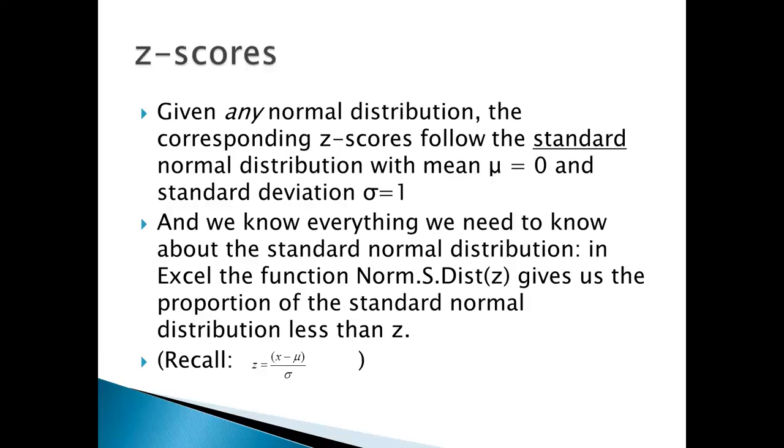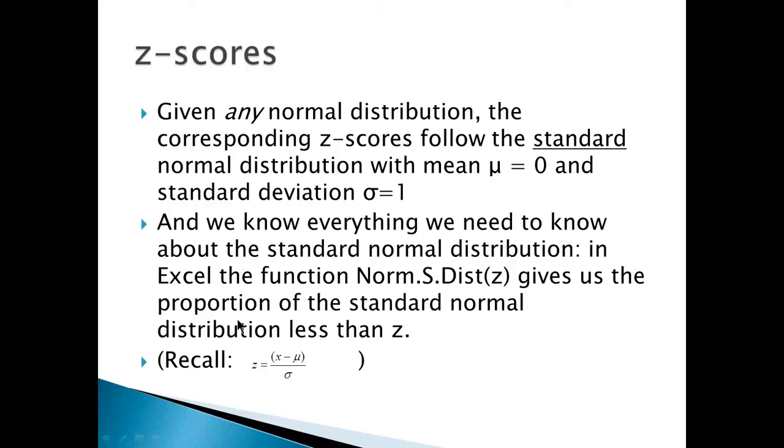So given any normal distribution, we can find the z-scores. And the z-scores always follow what's called the standard normal distribution with mean 0 and standard deviation 1. So you can take any data set, and if you look at the z-scores, you get a new data set with mean 0 and standard deviation 1. And we can answer questions about any normal distribution by standardizing, by finding the z-scores. And in particular, the Excel function norm.s.dist gives us the proportion of the standard normal distribution that's less than that z. And remember how to find z. You take the observed minus the mean over the standard deviation.